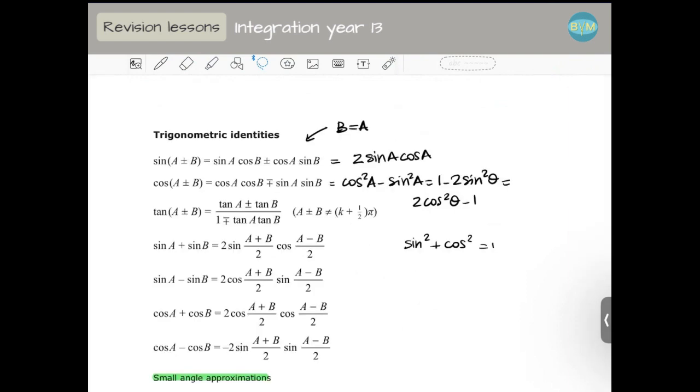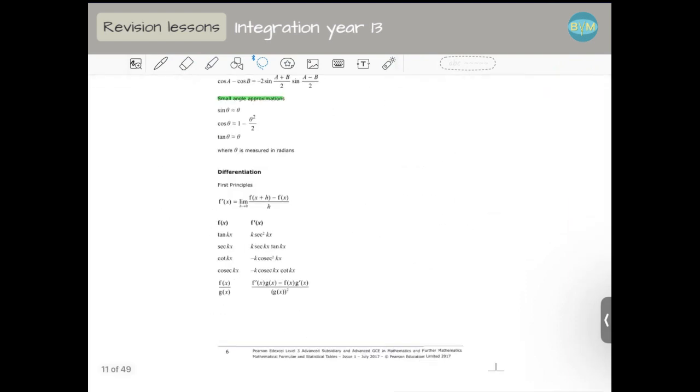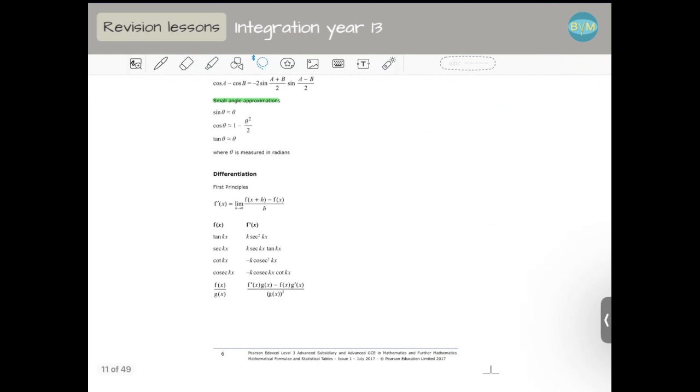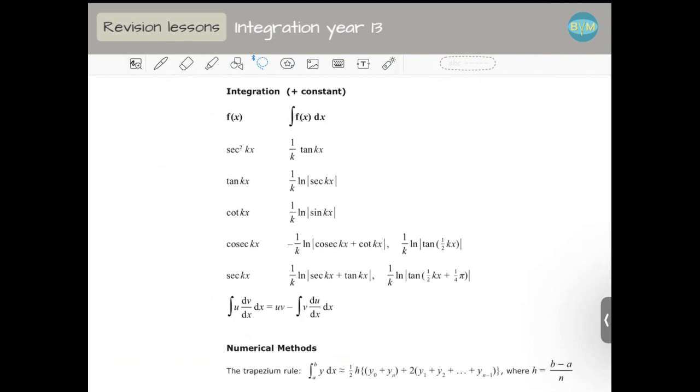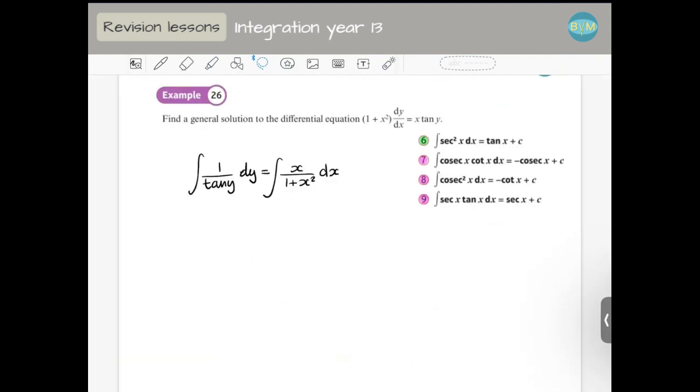I think I might have it. I might have it in the differentiation list. No, I don't have it. Ah, I have. Okay, why don't I have this in the list? I'm missing some of the list.